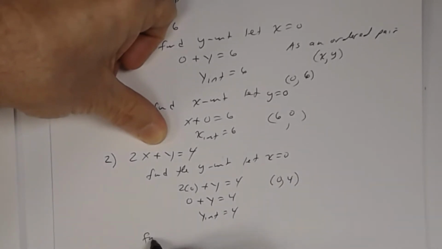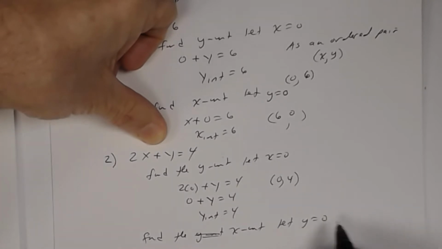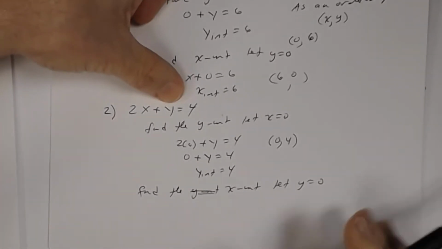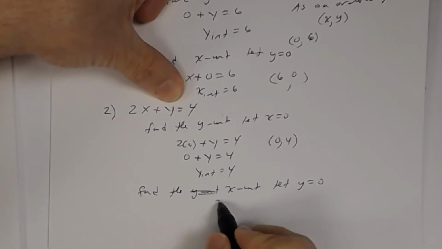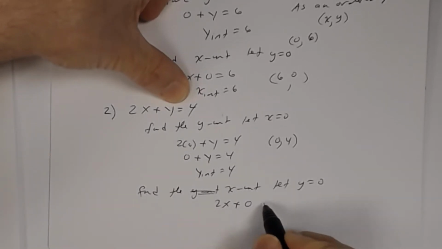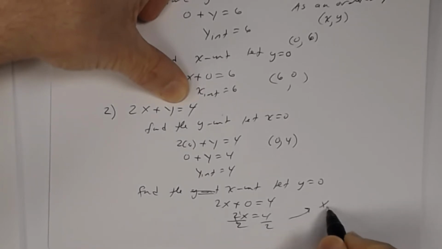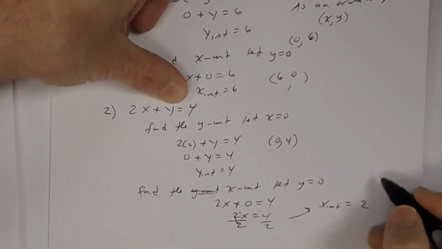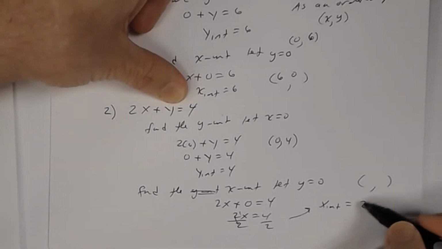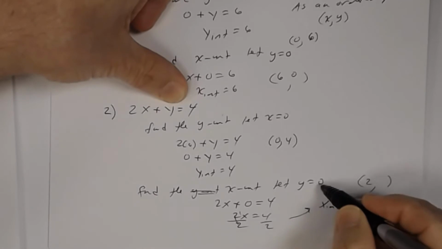And then to find the x-intercept, you're going to let y equal 0. So you let y equal 0, so you get 2x plus 0 equal 4. 2x plus 0 is 2x, and to get x by itself, you divide by 2. So I found the x-intercept to be 4 divided by 2 is 2. As an ordered pair, x, y, so x is 2, y is 0.